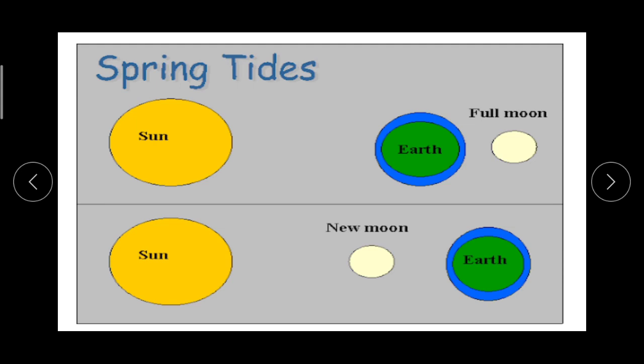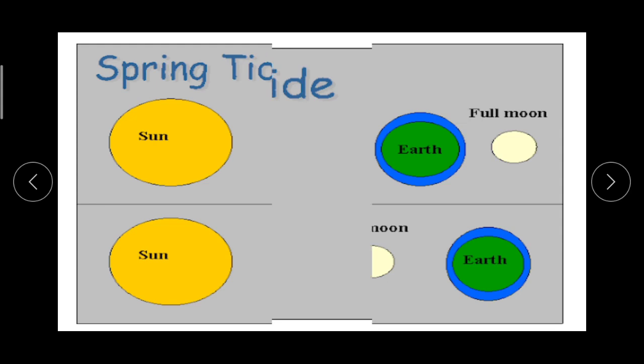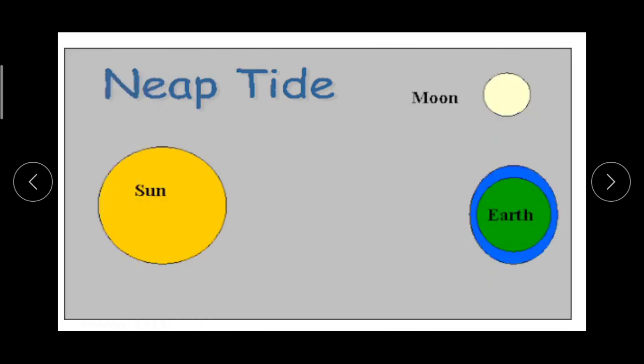The tide we see on this day is much higher than the average high tide, and that tide is called spring tide. The water level during spring tide is higher than the average high tide and lower than the average low.